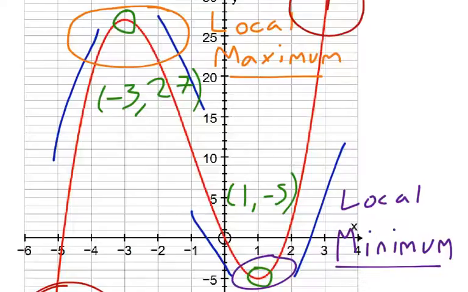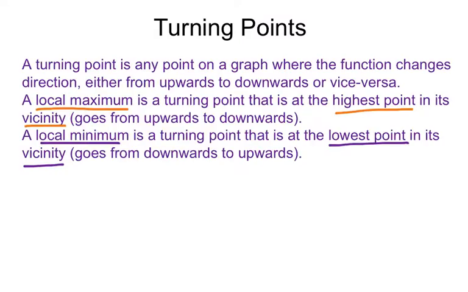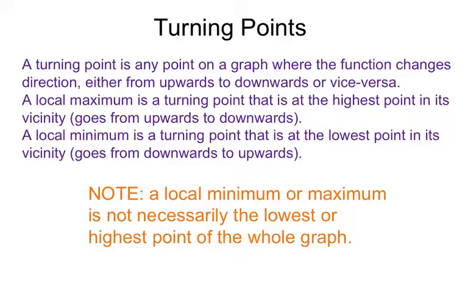It's a very distinctive shape, a bit like a hump or a bit like a U, so they're very easy to spot on the graphs. But it is vitally important that you realize that the local minimum and maximum is not necessarily the lowest or highest point of the whole graph.